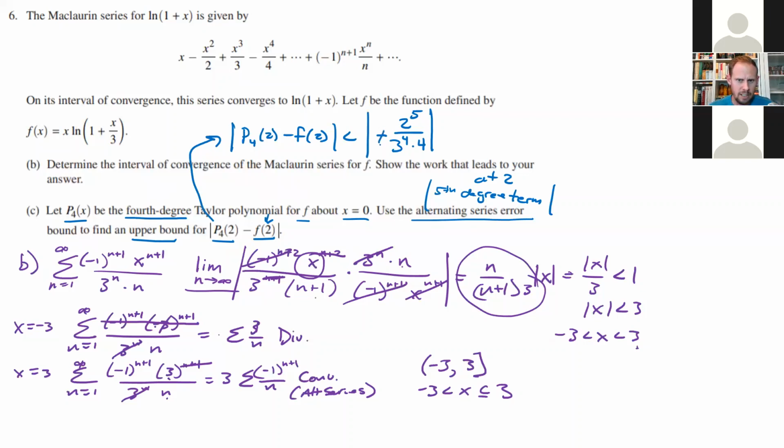So the negative is going to cancel out because we're in absolute value. Two of these 2's are going to cancel out. So we're going to get 2 to the 3rd over 3 to the 4th, which is 8 over 81. And there we go. Done. I'm pretty sure that's all we need to show.